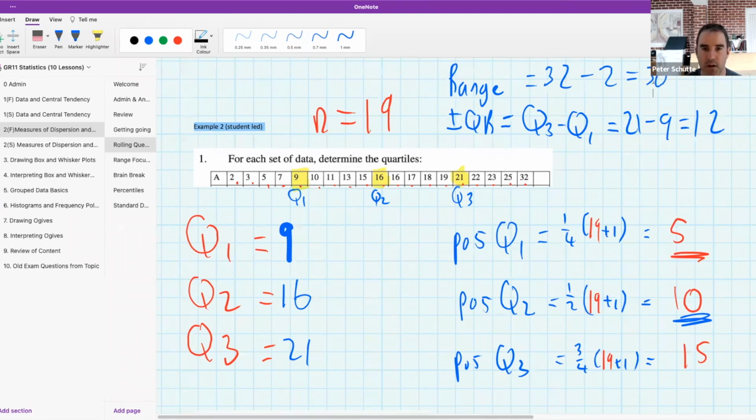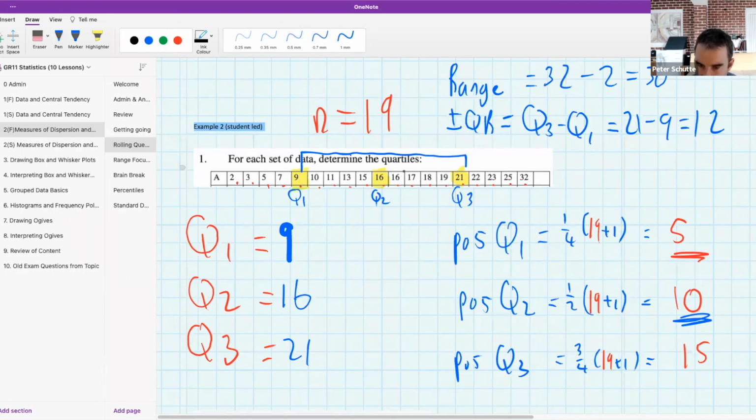Yeah. So what does this say? Well, it says that the whole set of data lies within a range of 30 units. The middle 50% of the data, which is sitting over here, lies between 9 and 21, in a range of 12 units.